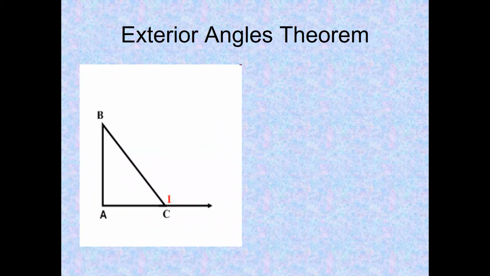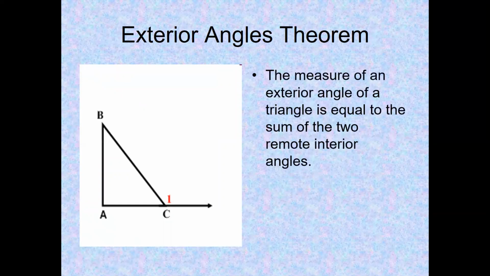The next theorem we're looking at is the exterior angles theorem. So the exterior angles theorem tells us that the measure of an exterior angle of a triangle is equal to the sum of the 2 remote interior angles.